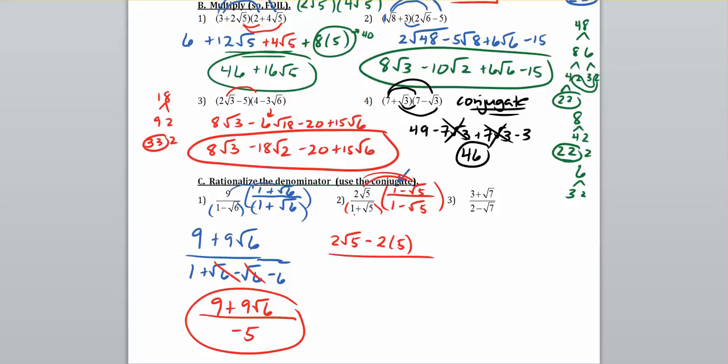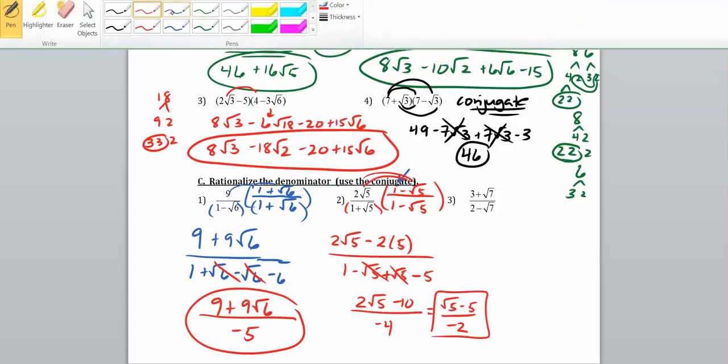Put that down. The denominator, 1 times 1 is 1. I'm going to get a negative root 5, a positive root 5, and then a negative root 5 times root 5 is 5. These will cancel. This is going to be 10, so I'll say 2 root 5 minus 10 all over 1 minus 5 is negative 4. Now, because all three of these terms, here, here, and here, are divisible by 2, I'll divide everything by 2 to get my final answer.